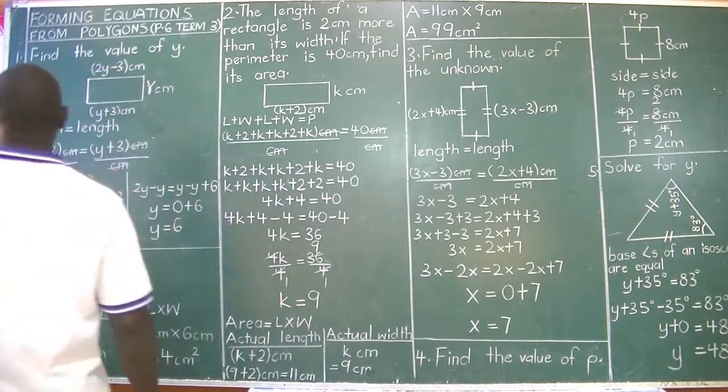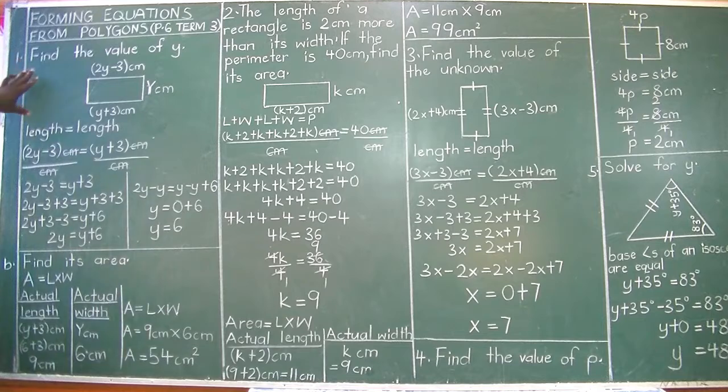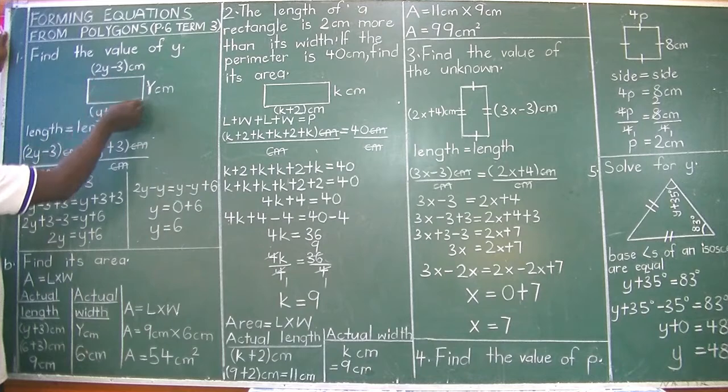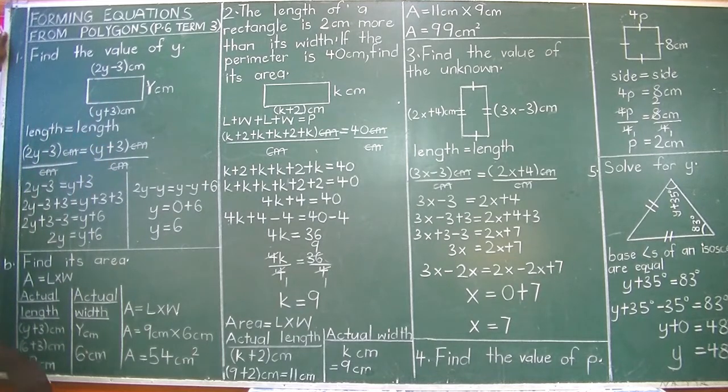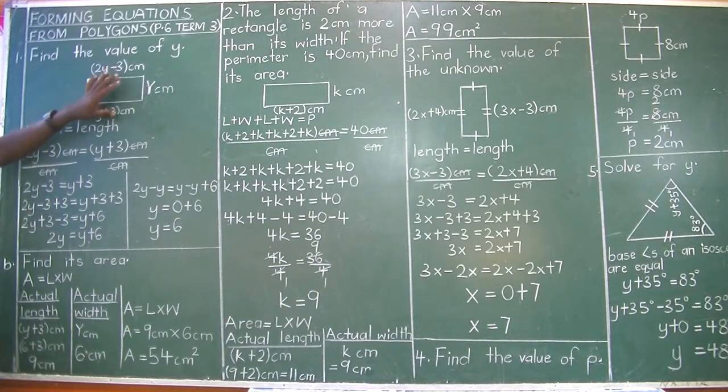Now, the first example reads, find the value of y onto this polygon. So we'll be given a polygon here, which polygon is a rectangle. It has got 2 opposite sides equal, and it's a 4-sided polygon. So like you see it here, shaped like this board itself, and it is called a rectangle. A rectangle is that 4-sided polygon with 2 opposite sides equal. So that is length is equal to length and width is equal to width.